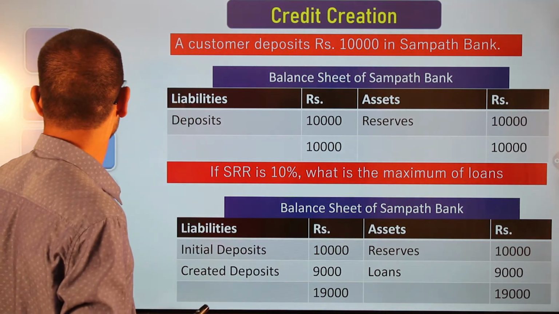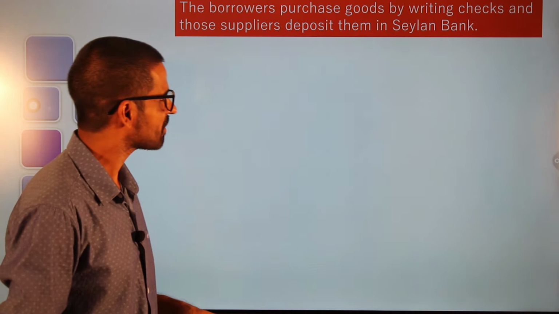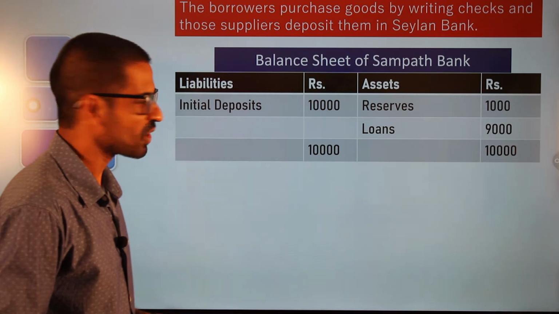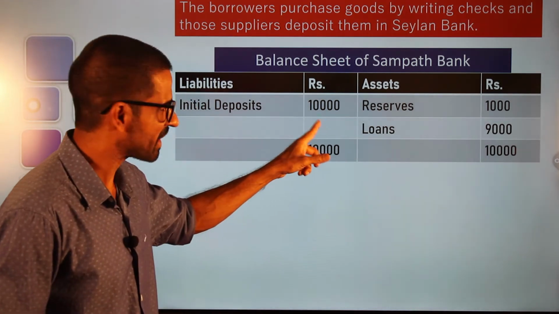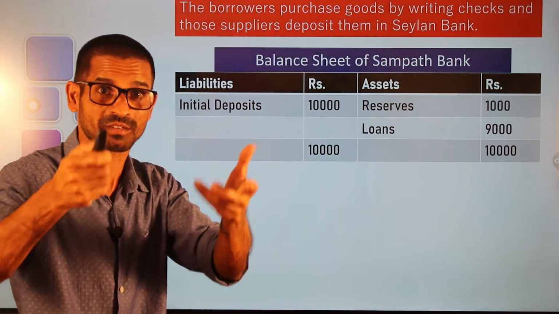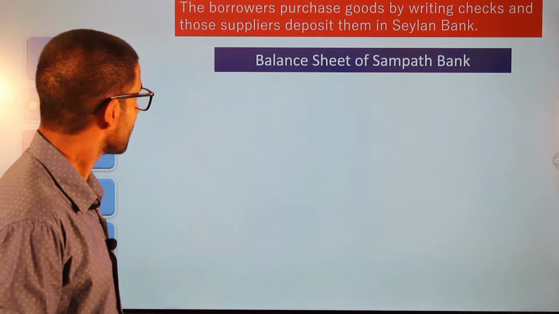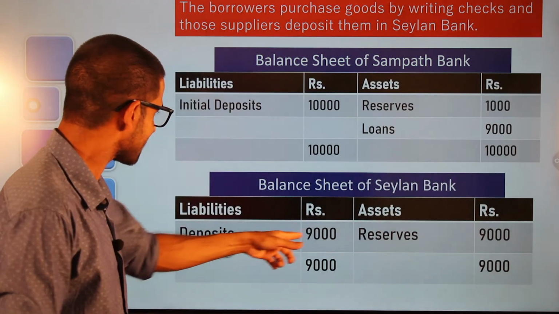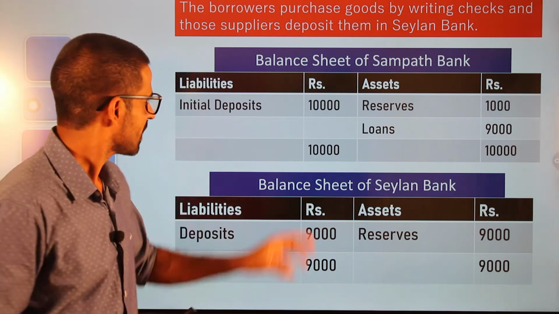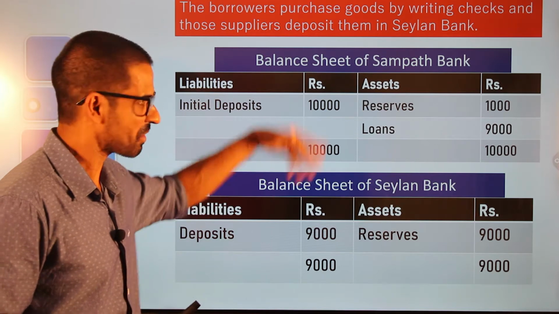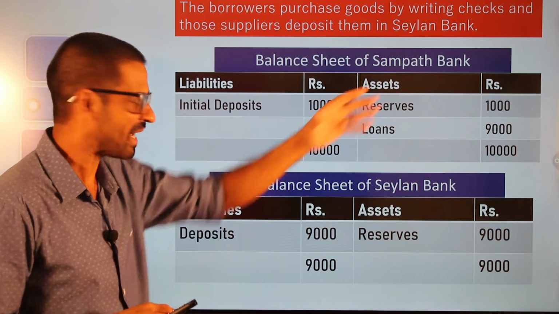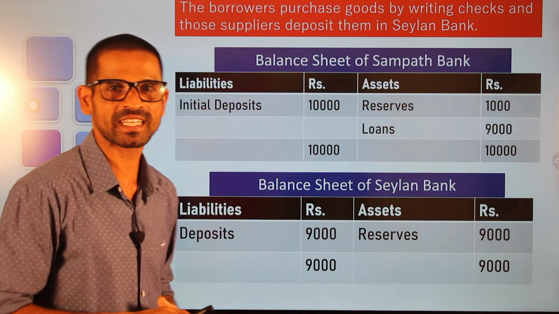And according to our example, it will go to another bank. It will go to Ceylon Bank, right? So this deposit will decrease by 9,000, and when those suppliers deposit those checks in Ceylon Bank, Ceylon Bank's deposits will increase by 9,000, right? When the customers write checks, this created deposit will disappear, and when those suppliers deposit them in Ceylon Bank, deposits in Ceylon Bank will increase.